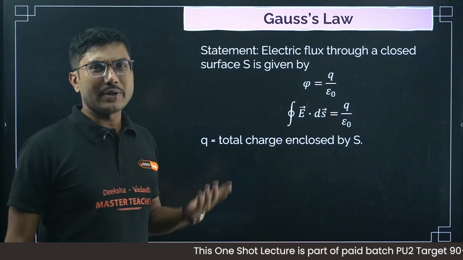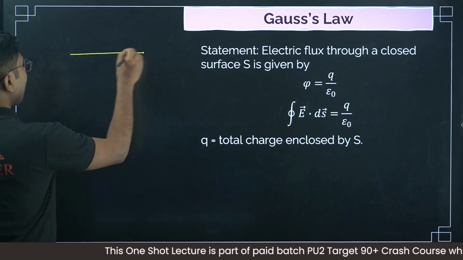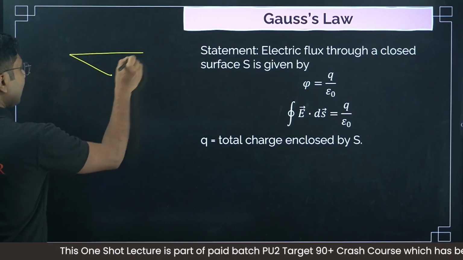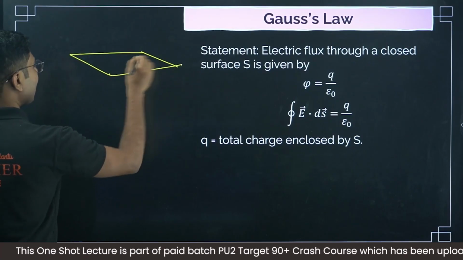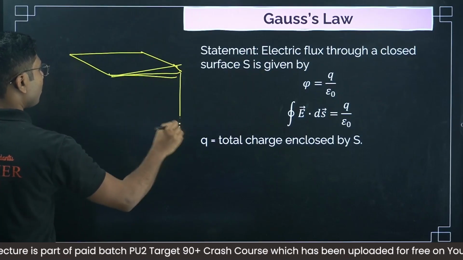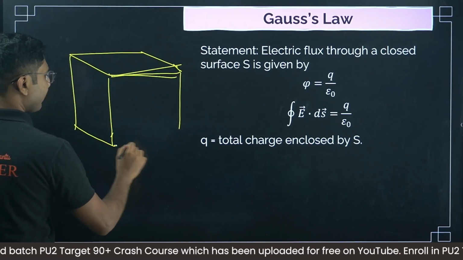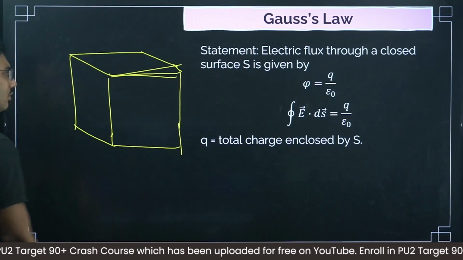In KCET and PUC, you solve some questions based on Gauss's law. So basically it talks about the electric flux if you have a closed surface. Closed surface means, as I mentioned, the doors of your classroom are closed, no one can escape, then that is called a closed surface, and Gauss's law is valid for any closed surface.